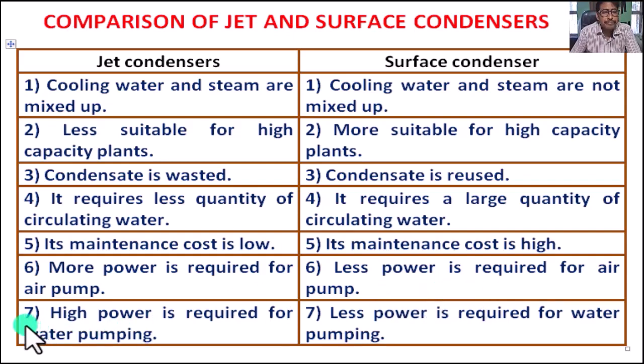Number 7, for jet condenser, high power is required for water pumping, as condensate and circulating water both are pumped out. Number 7, for surface condenser, less power is required for water pumping as only condensate is pumped out.